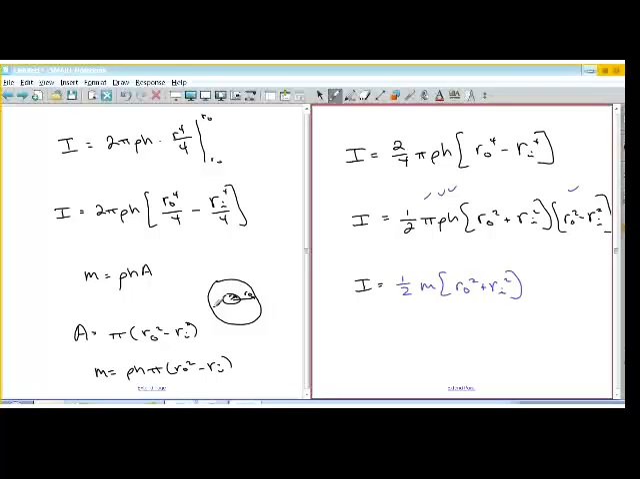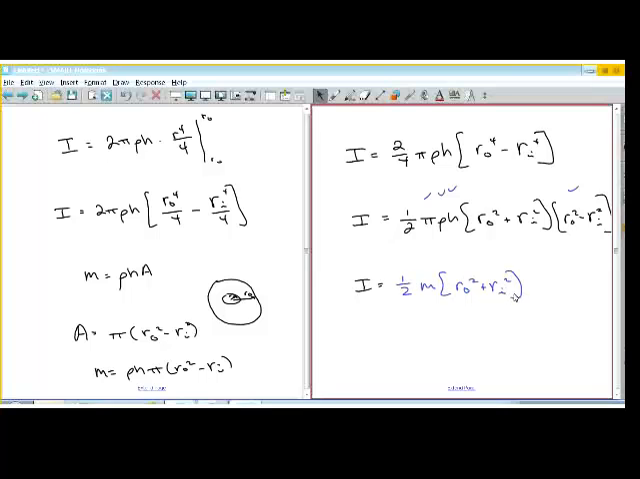Now, the interesting thing is, why is it plus instead of minus? Well, it's because if you take the mass of the object and you move it further out, which would make r sub I bigger, then by putting the hole in the middle for a given mass, you're going to have a much higher moment of inertia. So that's why they end up adding the numbers together instead of subtracting them.